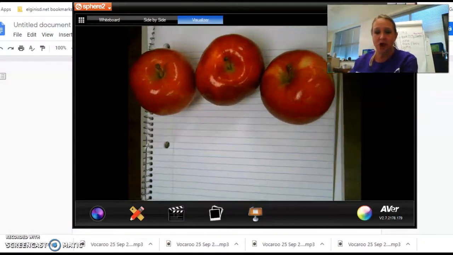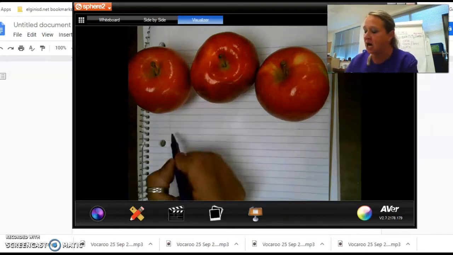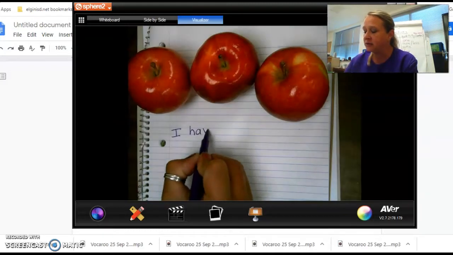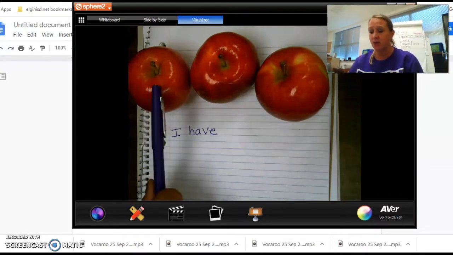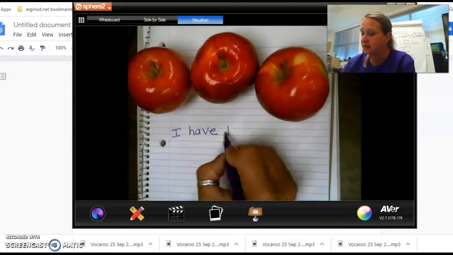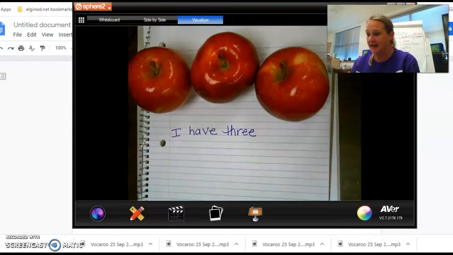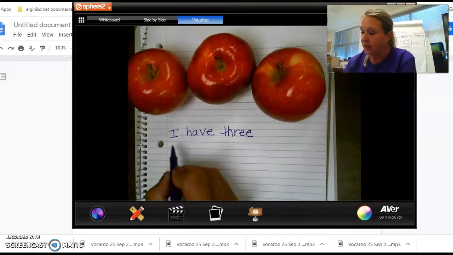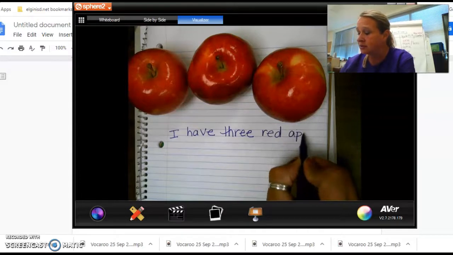All right, so what do you see on my table? You see apples, right? All right, so let's describe these apples. How many apples do I have? 3, that's right. I have 1, 2, 3. Ooh, can we describe them with a color adjective, maybe? Yes, we can use the word red. I have 3 red apples.